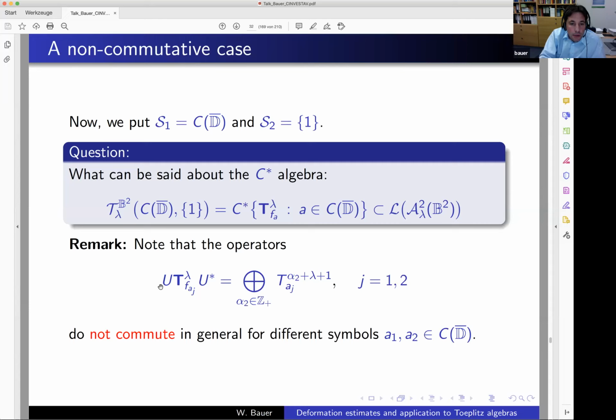And operators of this type here, as I already saw, after conjugation with U, decompose into Toeplitz operators with a certain symbol A_j. And these Toeplitz operators on the disk do not commute in general, so this will be a general non-commutative algebra.